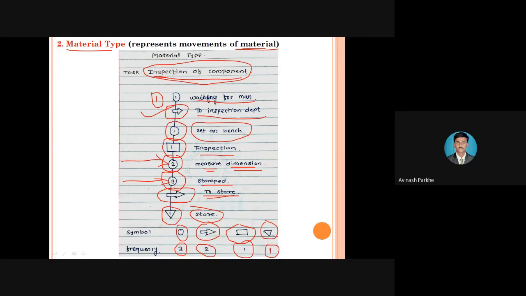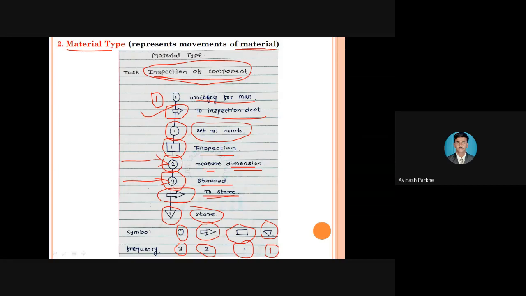But during the inspection, whatever movements take place by that particular material from one location to another location, whatever measurements we have done on that material, whatever inspections we have done on that material, and then again whatever movement takes place from the inspection department to the store department, all the movements performed on the material only are represented by using this second type of material flow process chart.